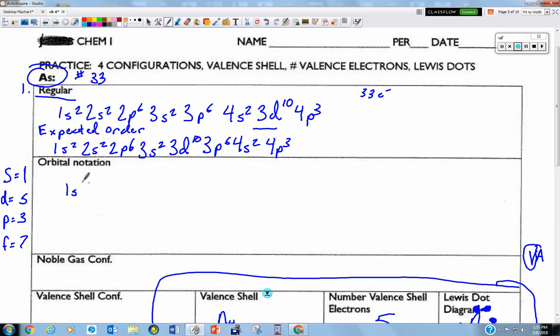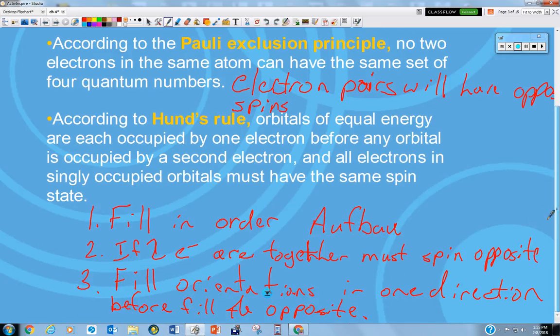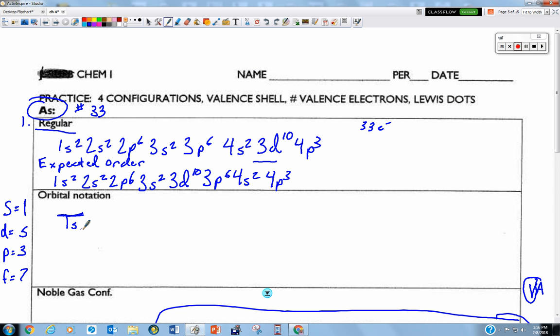Now let's go ahead and do orbital notation. So we're going to start off with our 1s. 1s has one orientation. And remember our rules. Going back to our rules and my little shorthand of the rules: fill in order. Fill in order. So we're going to fill from low to high energy. Second thing, if two electrons are together, they must spin opposite, and fill orientations in one direction before filling the opposite. All right, so let's go back with those rules in mind.